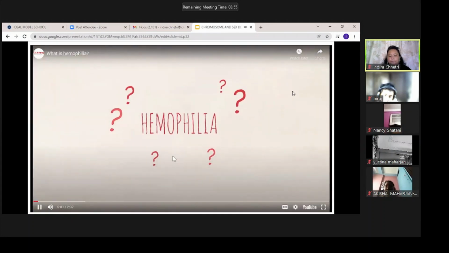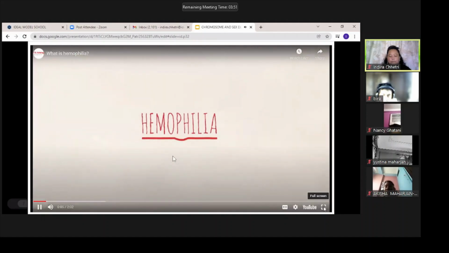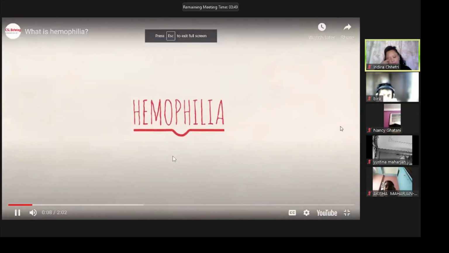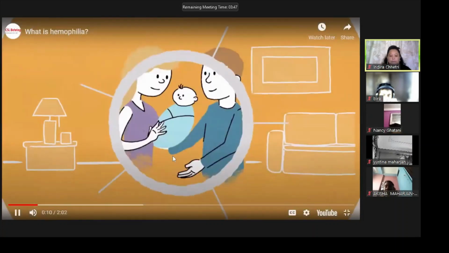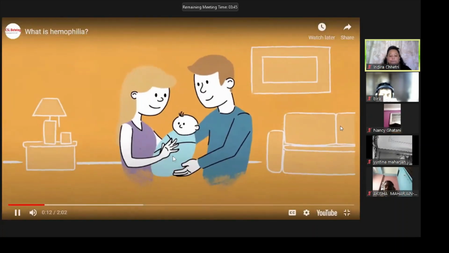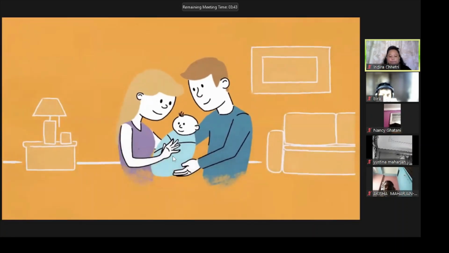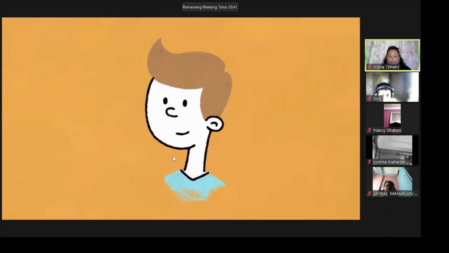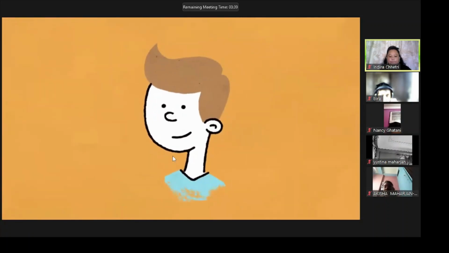So what is hemophilia? Hemophilia is a bleeding disorder, a problem with a person's blood that makes them bleed longer than a person without hemophilia. No one can catch hemophilia. It's an inherited condition you have from birth, for your whole life. It's just part of who you are, like the color of your hair or the shape of your nose.